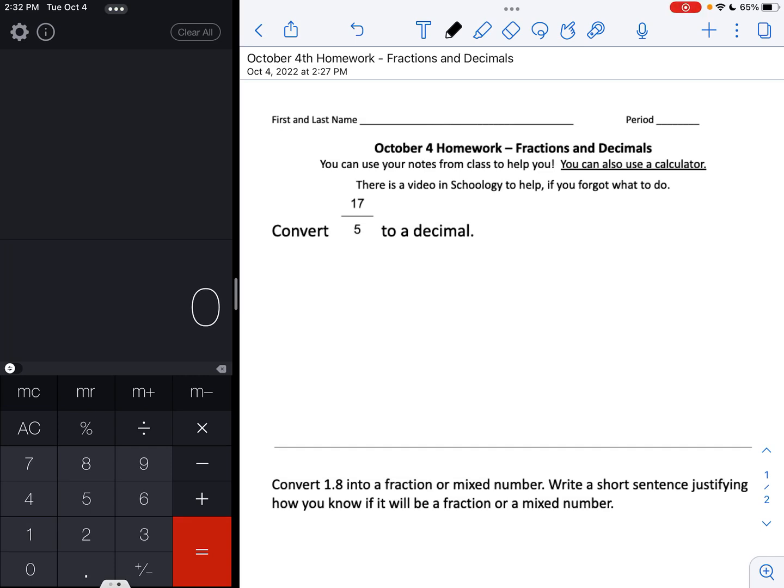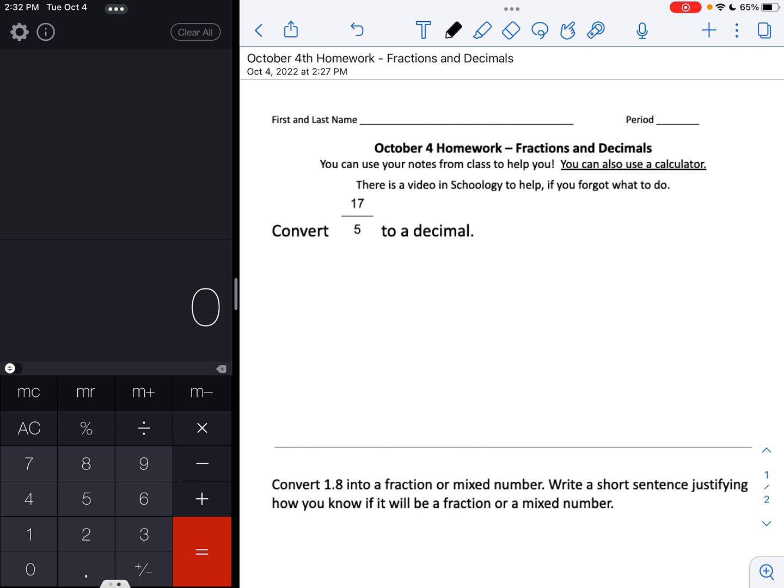So as you can probably tell, this is Miss Wallish filming this video and not Mrs. Toivola. I made this homework assignment, so I wanted to film the video as well. So I'm going to be going through this first problem on the first page, and I also have one thing to mention about the problem on the second page.